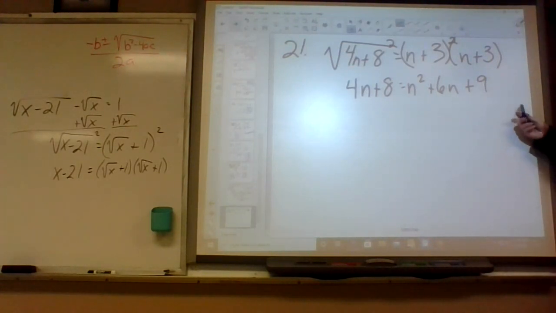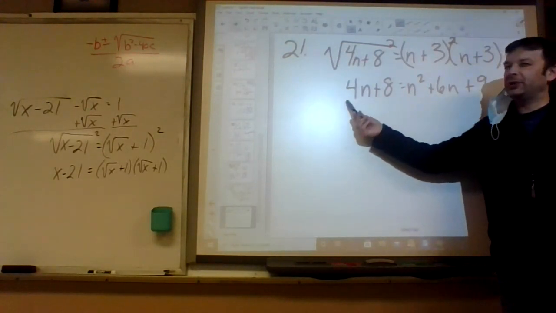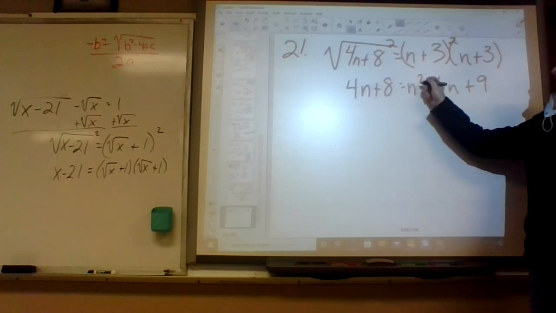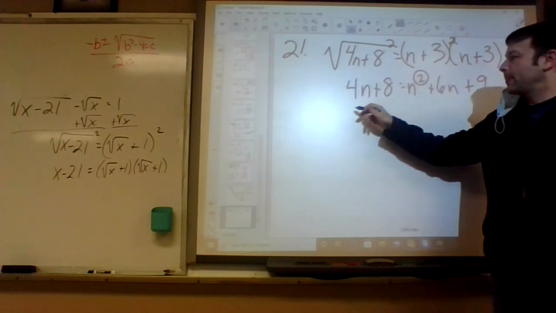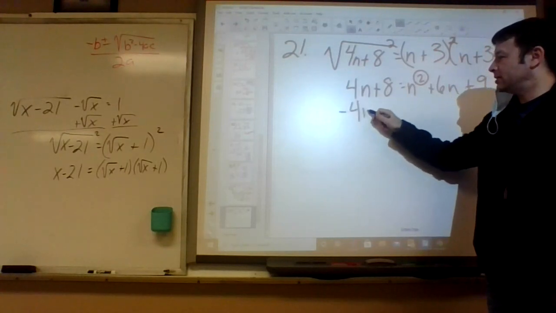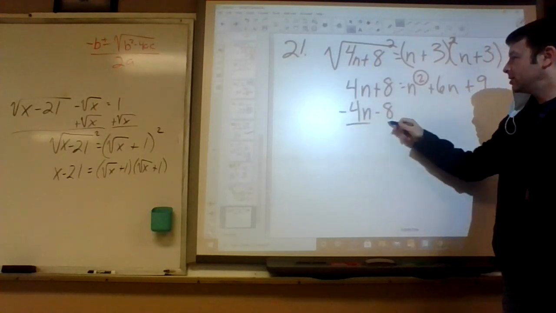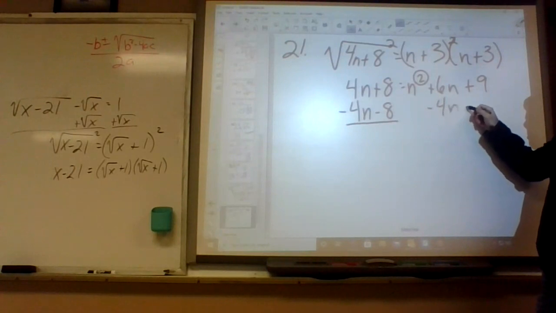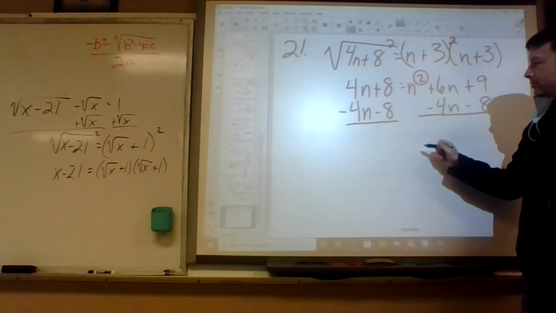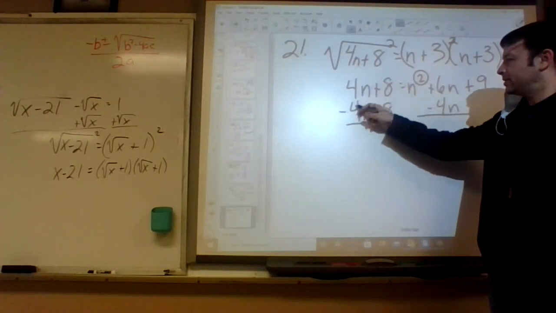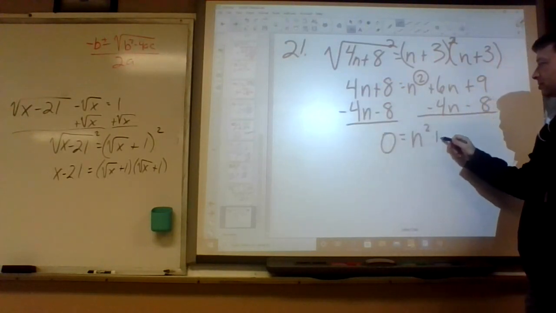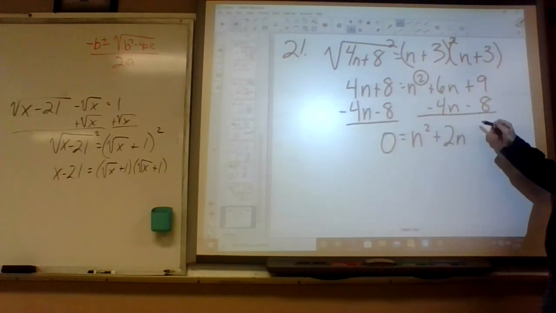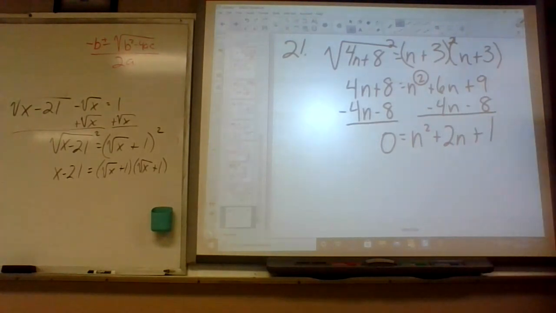Okay, so again, we've got a quadratic, meaning there's an n squared thing. We move everything to one side, just like yesterday. So it's all over on the left, and there will be a 0 on the right now. Those are gone now. 9 minus 8 is 1.